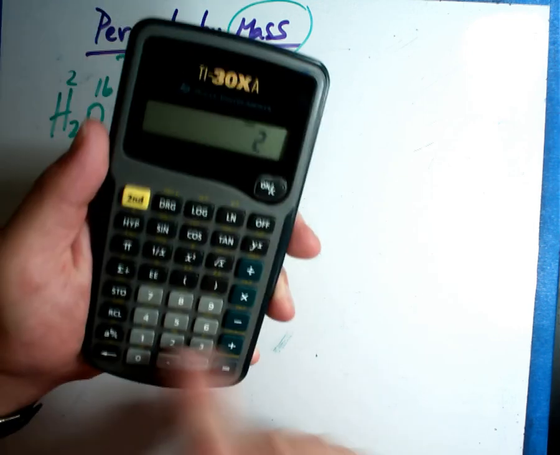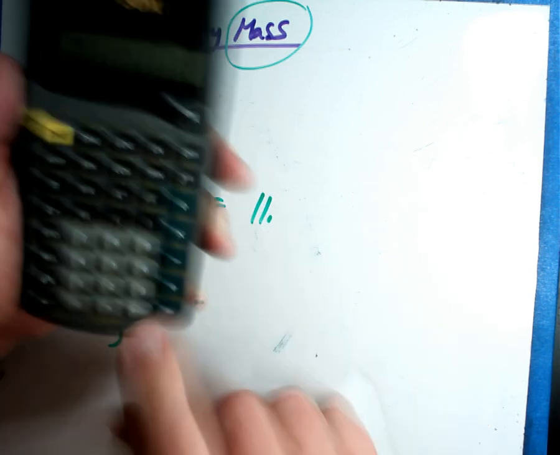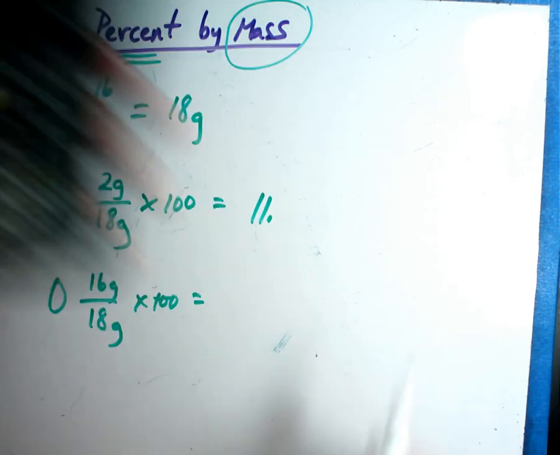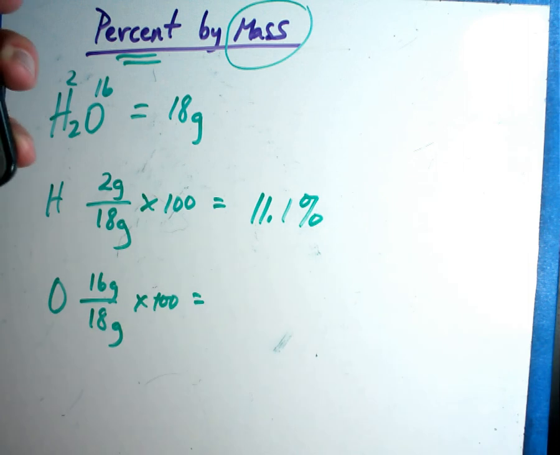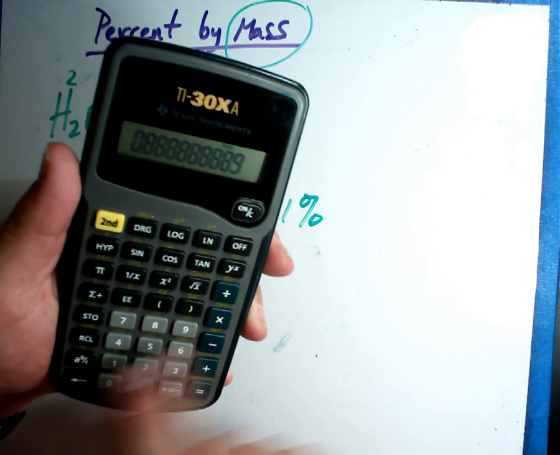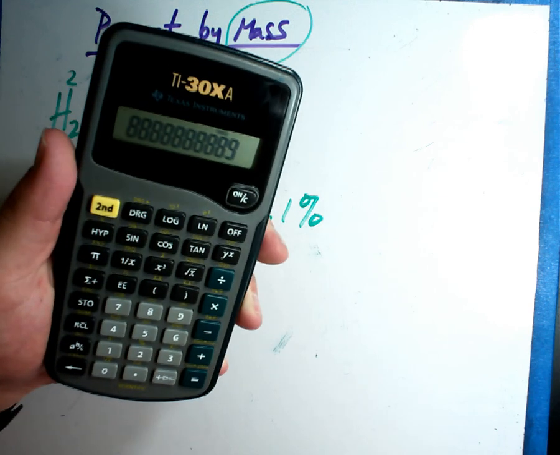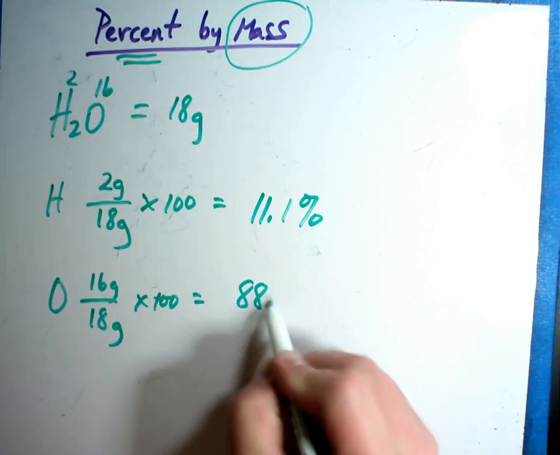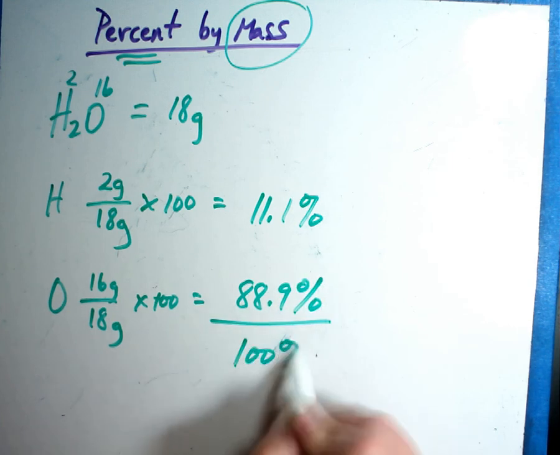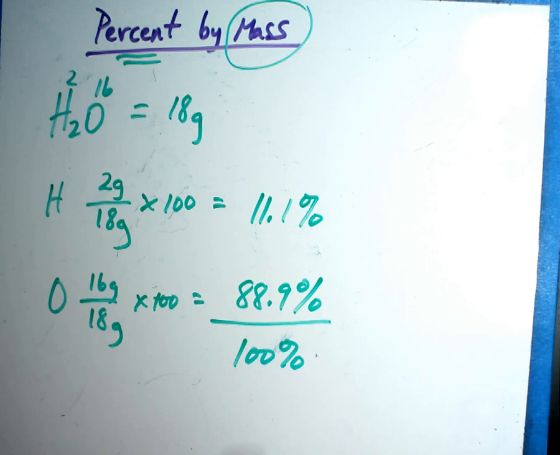So I'm going to take 2 divided by 18 times 100. There it is on my screen. 11.11111. So I'm going to go 11.1%. The next one is 16 divided by 18 times 100. And that is 88.9%. First thing you need to notice, those 2 percents have to equal 100% because they're the only elements. And you'll notice that those 2 numbers added together equal 100%. Percent by mass is pretty simple.